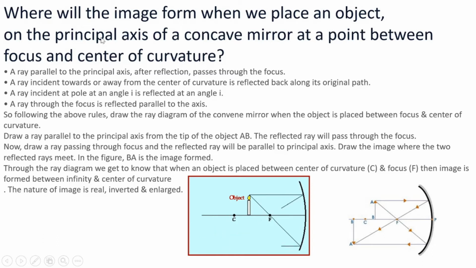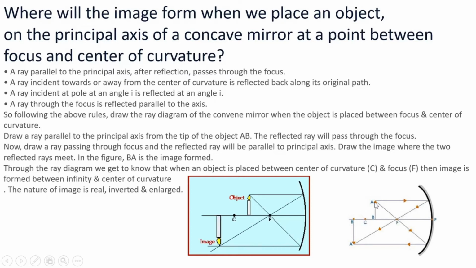Let's see. First, see these arrow marks. These are the incident rays, and the arrow marks which are forming an image are the reflected rays. A ray parallel to the principal axis, after reflecting, passes through the focus. The principal axis is the horizontal line through the center of curvature to the pole, the midpoint of the mirror.